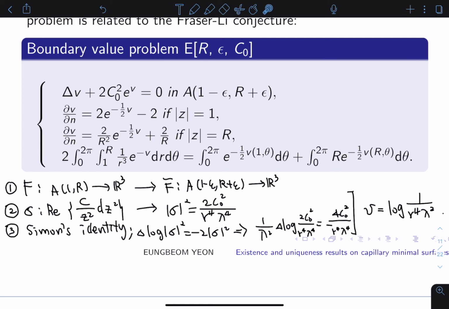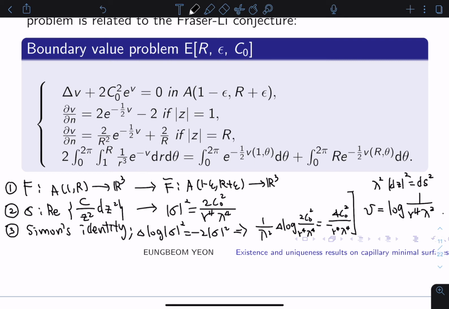And then using a Hopf differential, one can show that the second fundamental form is given by this form. And then after calculation, we get this equation here. And using Simon's identity, we get an equation here. And then after calculation, we get an equation here. So as a result, we can put v as a function of log 1 over r to the 4 and lambda squared. And here lambda is a metric factor given by lambda squared dz squared equals the metric.